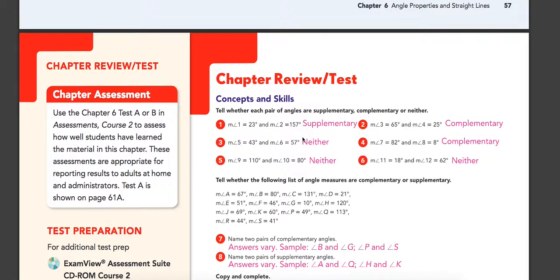Here are the answers to the chapter review test. So make sure you check them out. If you have any questions, please email me. Numbers 1 to 6, there you go. Just a matter of adding and knowing the difference between complementary and supplementary.